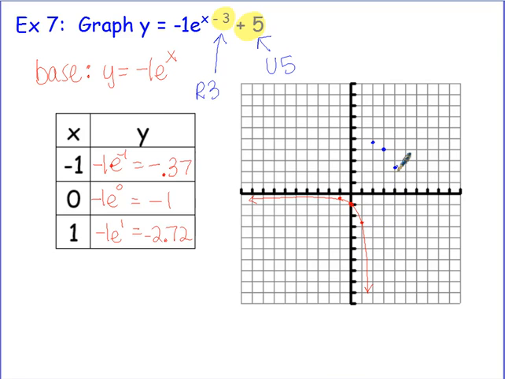Now we're ready for the asymptote. The asymptote should be up at 5. So 1, 2, 3, 4, way up here at 5. And so connect and go down, down, down. And connect and go left, left, left. And that's the end of the lesson.